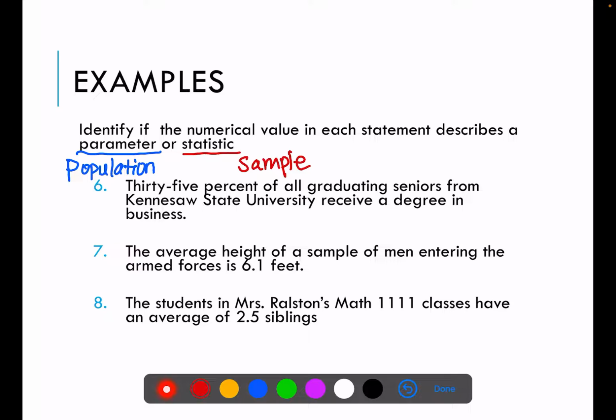So number 6, 35% of all graduating seniors from Kennesaw State University received a degree in business. The keyword here is all graduating seniors. It's the entire group that you're interested in. So this 35% describes a parameter. Number 7, the average height of a sample of men entering the armed forces is 6.1 feet. So this 6.1 feet is a statistic because it's just a sample.